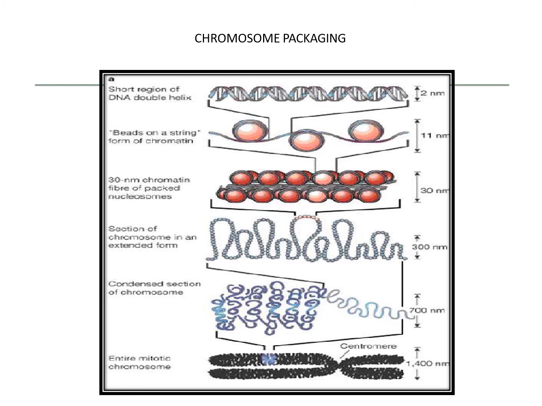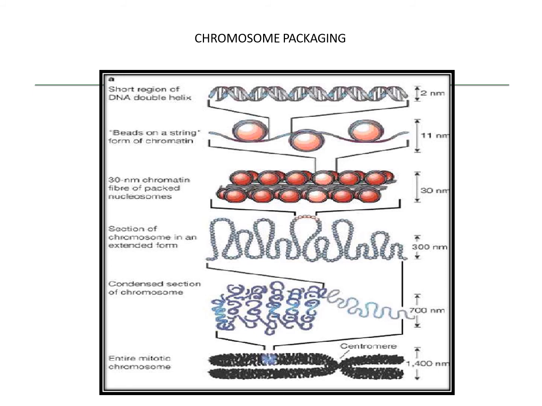Chromosome packaging. In this diagram, we can see how chromosome packaging is done. The first part of the diagram shows a very short region of DNA double helix. In the second part, we can see that this double helical DNA molecule, or the string, wraps around the histone proteins to give the appearance of beads on a string, and they form the chromatin.